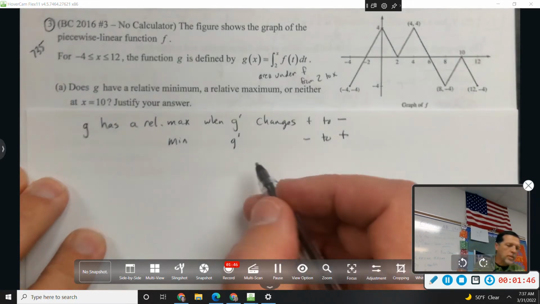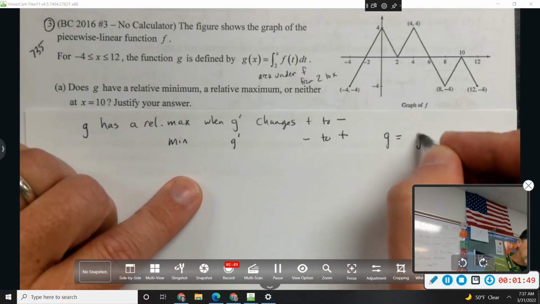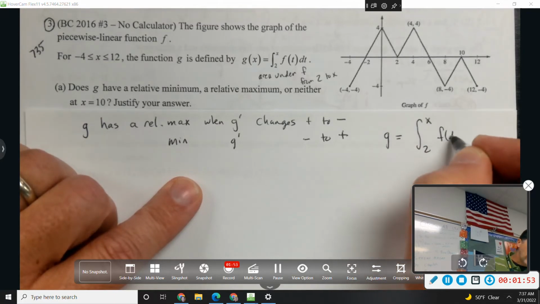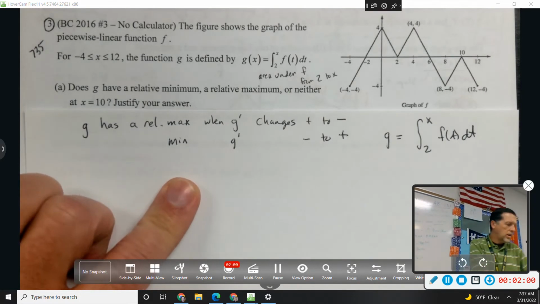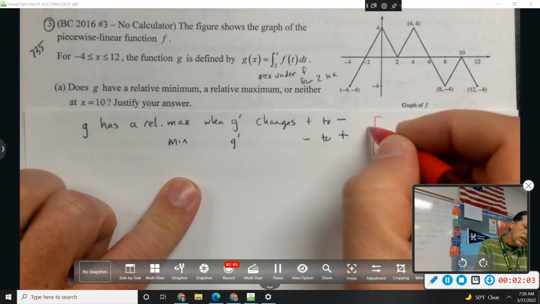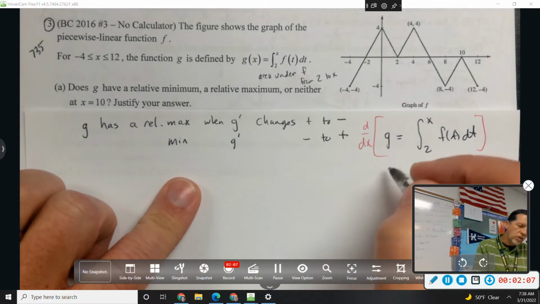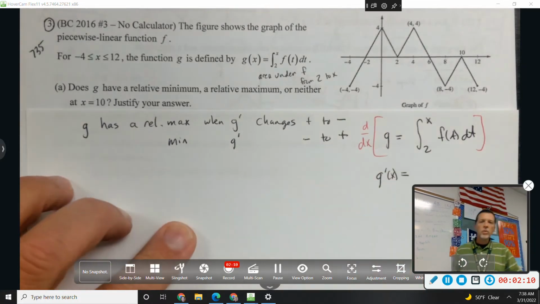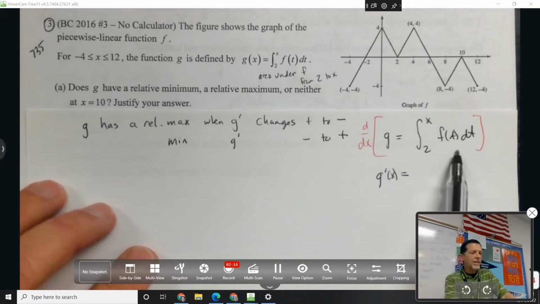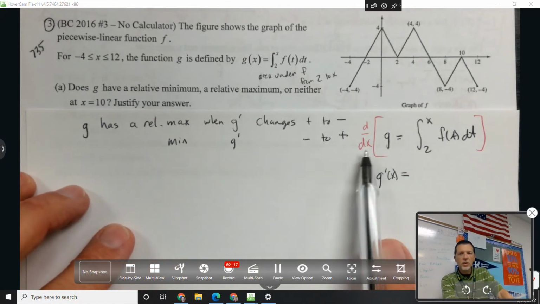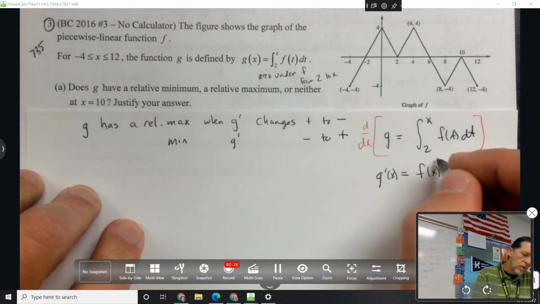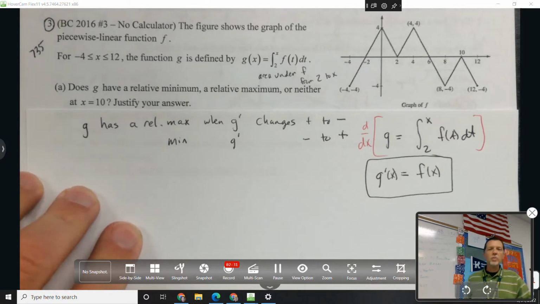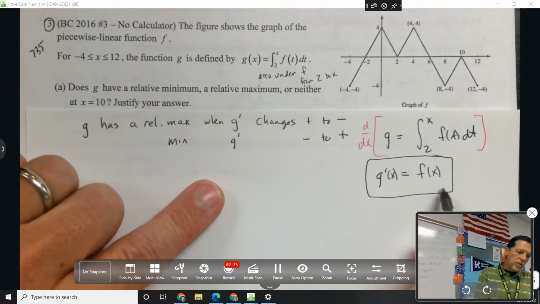Well, hold on. We need to know something about g prime. Well, if g equals the integral from 2 to x of f of t dt, and I want g prime, then I need to take a derivative of both sides to get to g prime. So what's the derivative of the right-hand side? What's the derivative of the integral of f? Just f. So that seems like a pretty big deal. I bet I used that more than once in this problem. So g prime is equal to f.